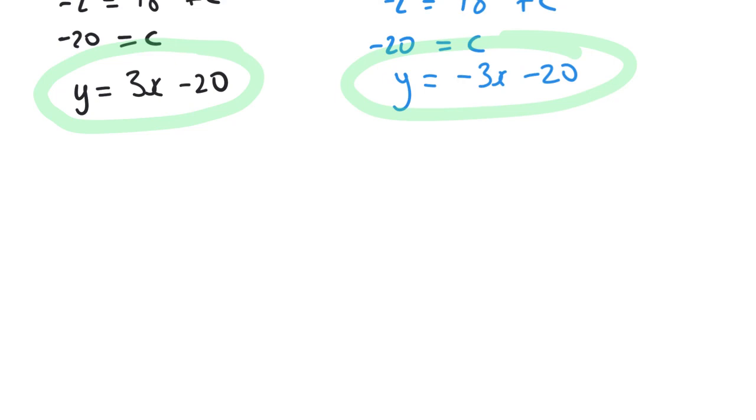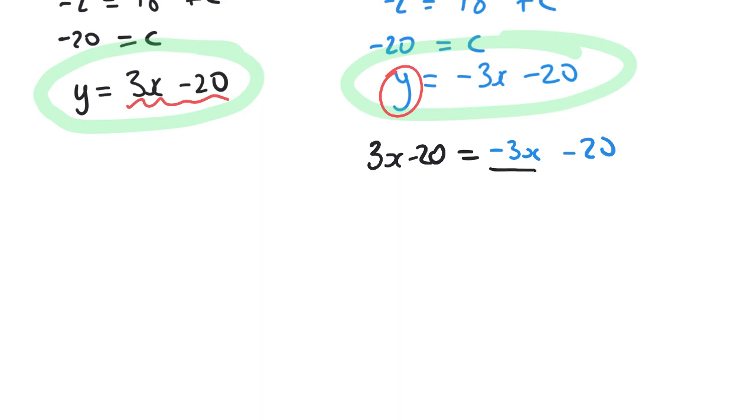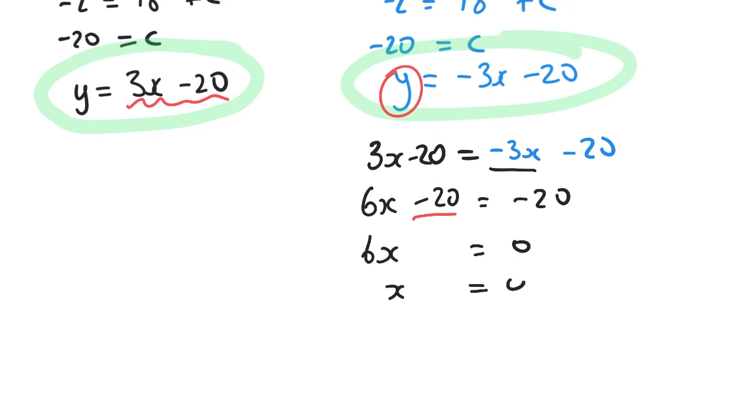So I know that y from the first equation is 3x minus 20, so if I substitute that into the second equation, I get 3x minus 20 equals minus 3x minus 20. Instead of writing y, I put in 3x minus 20. And then I can solve this. If I bring the minus 3x over, it will become a plus 3x, which means I've got 6x minus 20 equals minus 20. To get rid of the minus 20, I'll move it across and it'll become a plus 20. I'll get 6x equals 0, which means x equals 0.